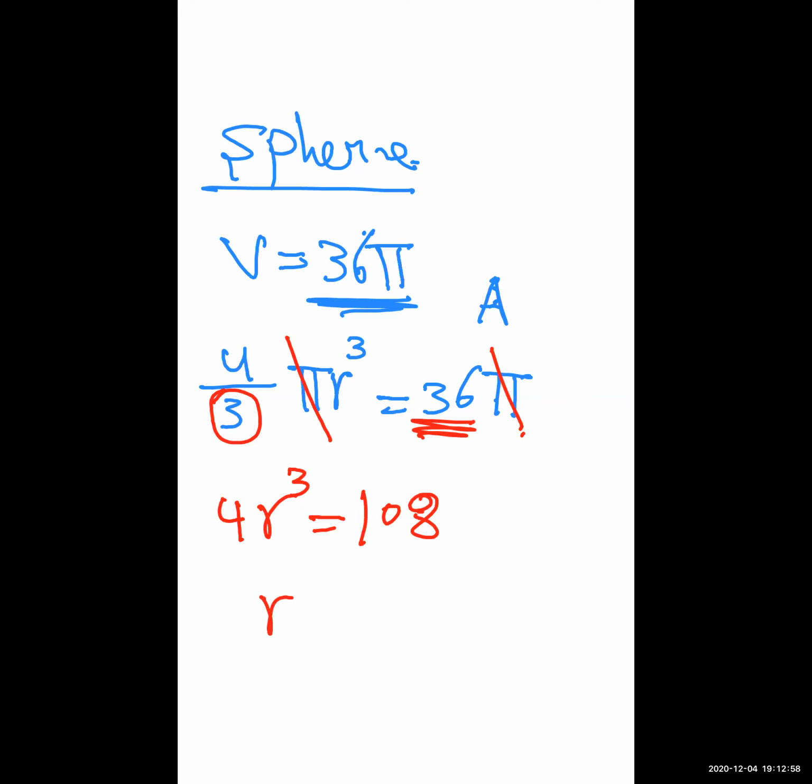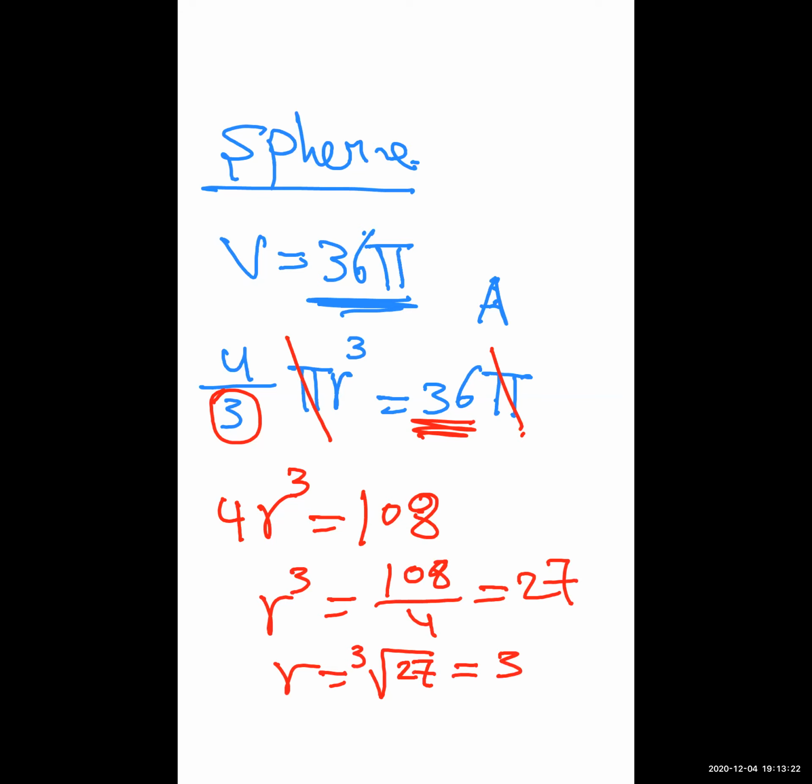Then now r cubed will equal 108 divided by 4. So it will equal 27. Okay, 27. So r will equal the cubic root of 27, so it will equal 3.